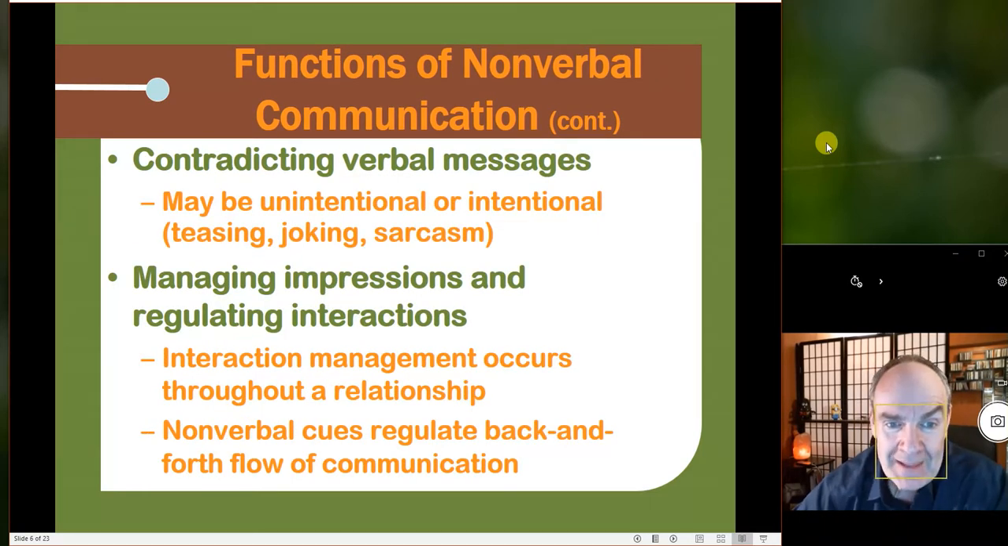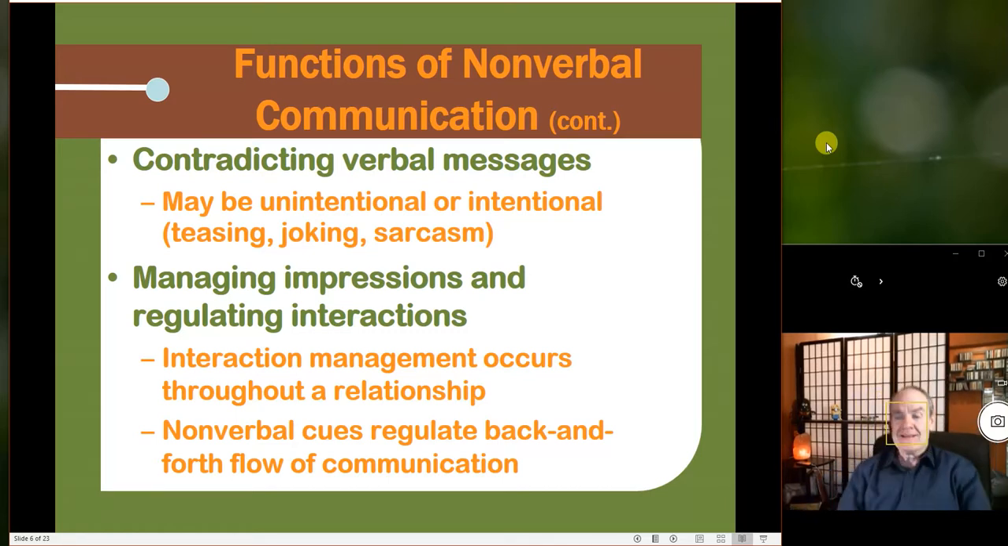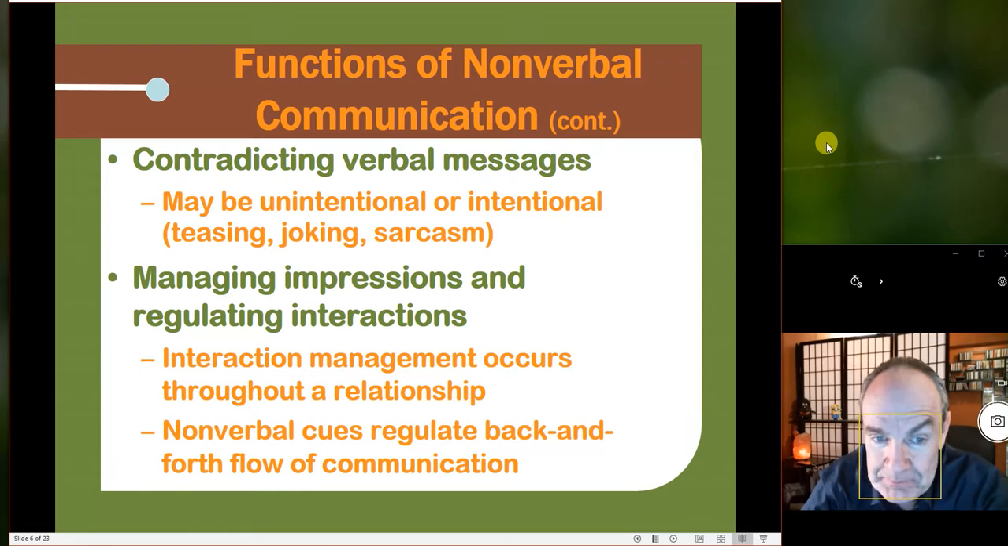So sometimes you could contradict, where your body and your verbals are saying something different. I lay back and say, oh yeah, I'm in a good mood. I'm happy. Yeah, whatever. I'm excited. Yeah, let's go do this. Woohoo. But my body language is saying, yeah, let's get this over with. So a lot of times we can manage impressions.